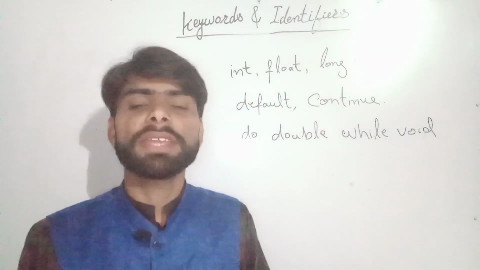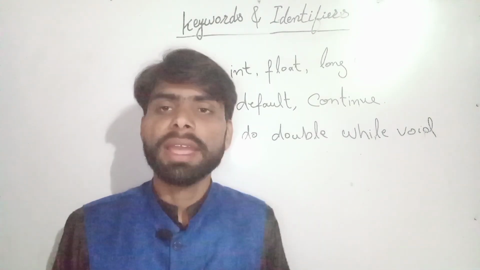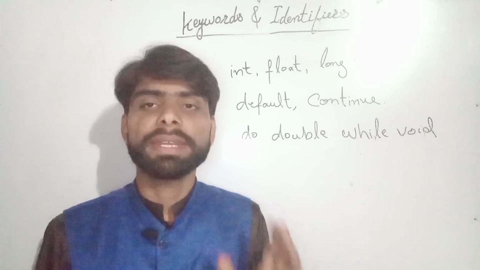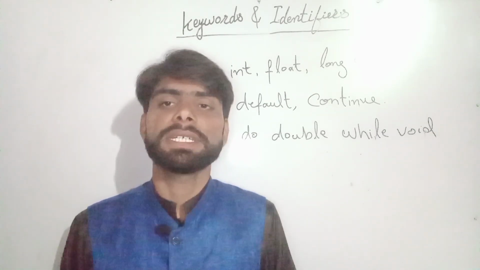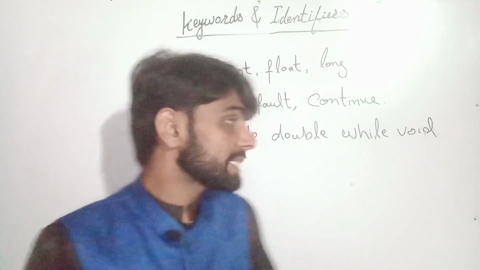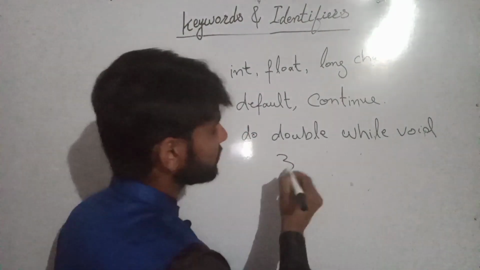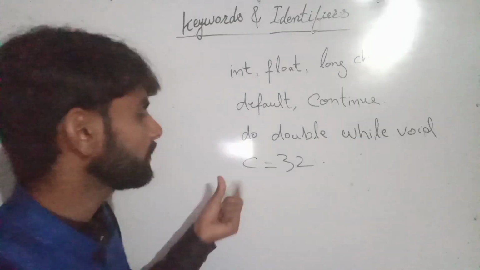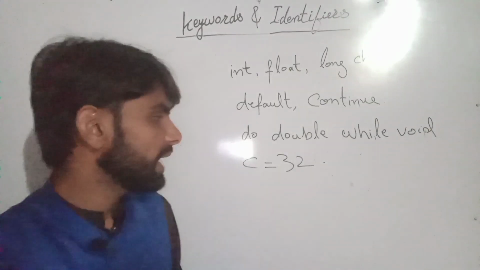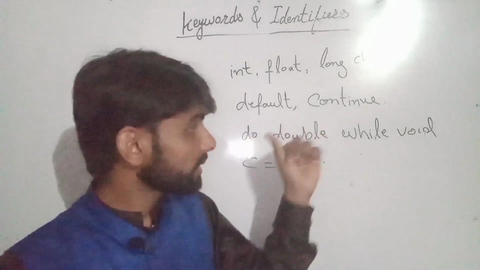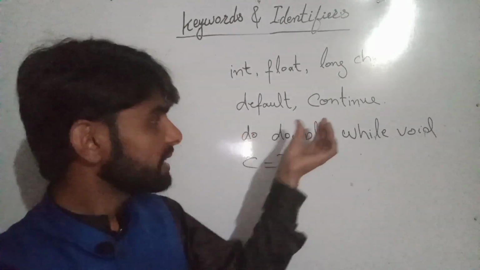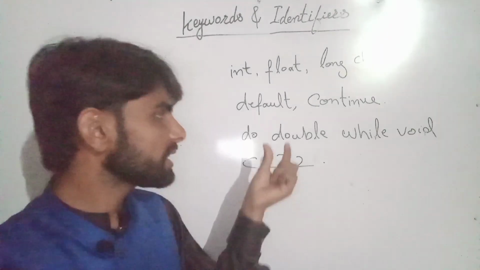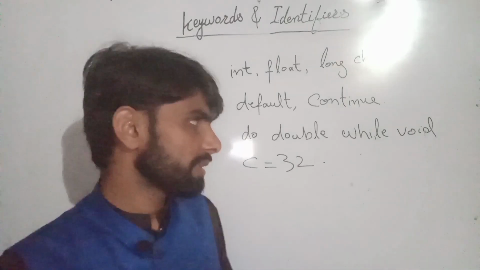So these are keywords in the C language that have a special purpose in our C program, and their purpose cannot be changed, right? So these are the 32 keywords that are used in the C language. And these are not used as a variable name, right? And these are all written in small letters, right?